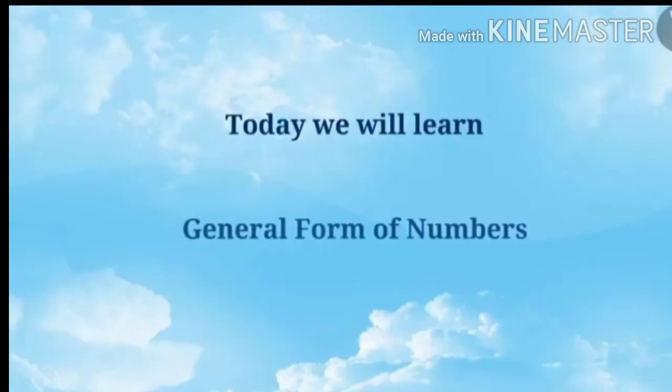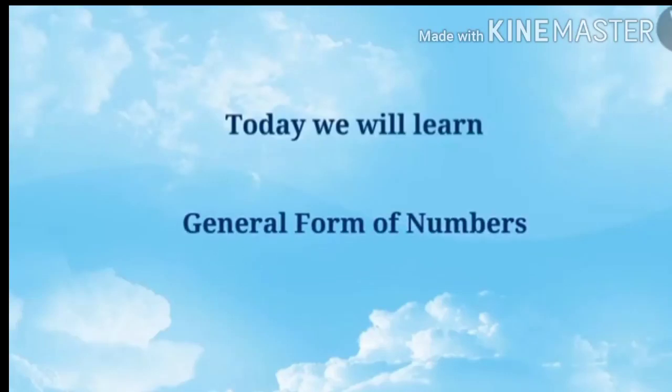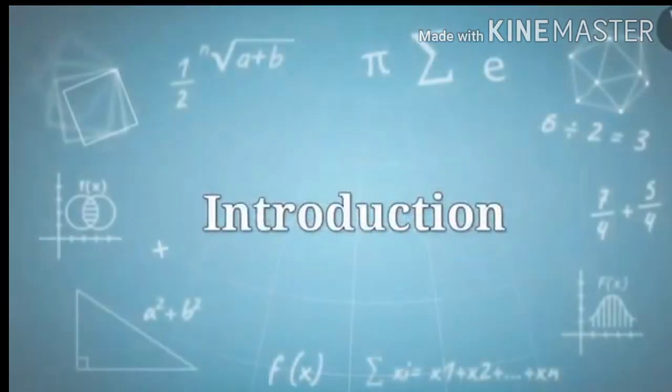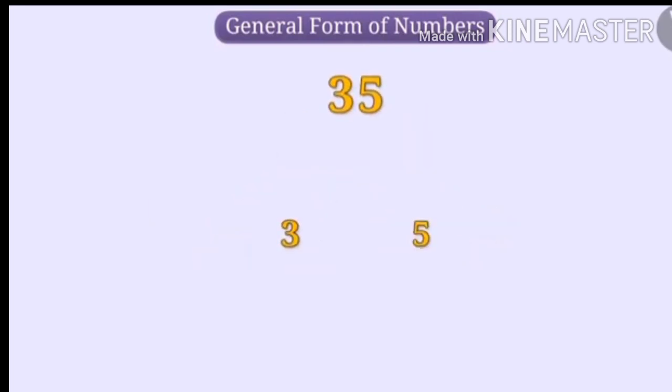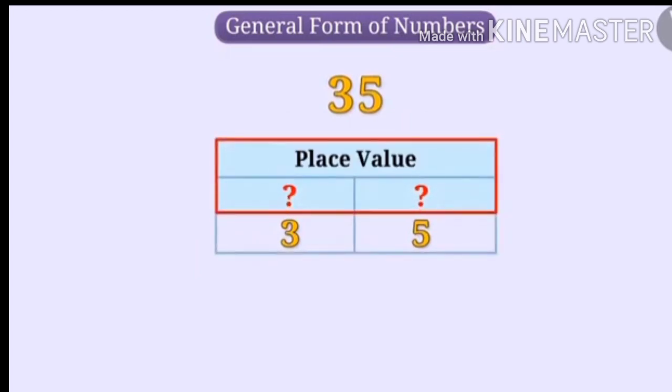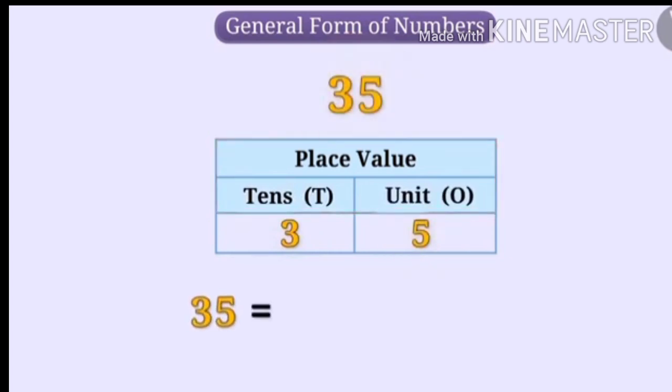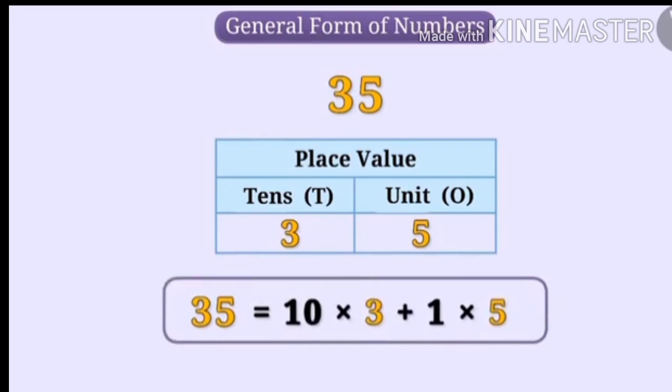We'll learn the general form of numbers. You will remember that every digit in the number has its own place. Can you tell at which place are 3 and 5 in the number 35? In this number, 3 is at the tens place and 5 is at the units place. We can write this number as 10 into 3 plus 1 into 5.